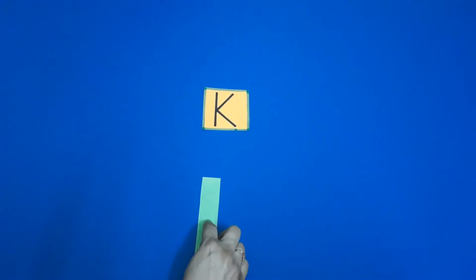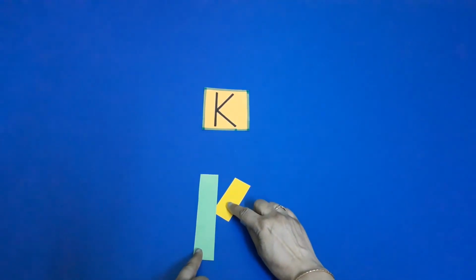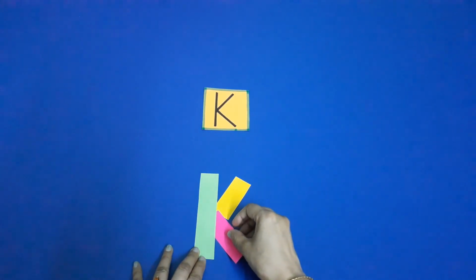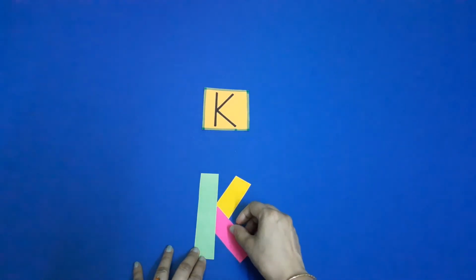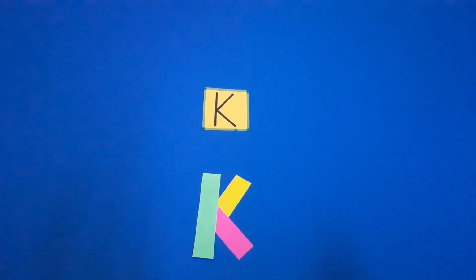This is capital uppercase letter K. To make this letter, we need one standing line and two slanting lines. Come, let us make it. One standing line, one slanting line from the middle to the top, another slanting line from the middle to the right bottom. See, letter K is ready.